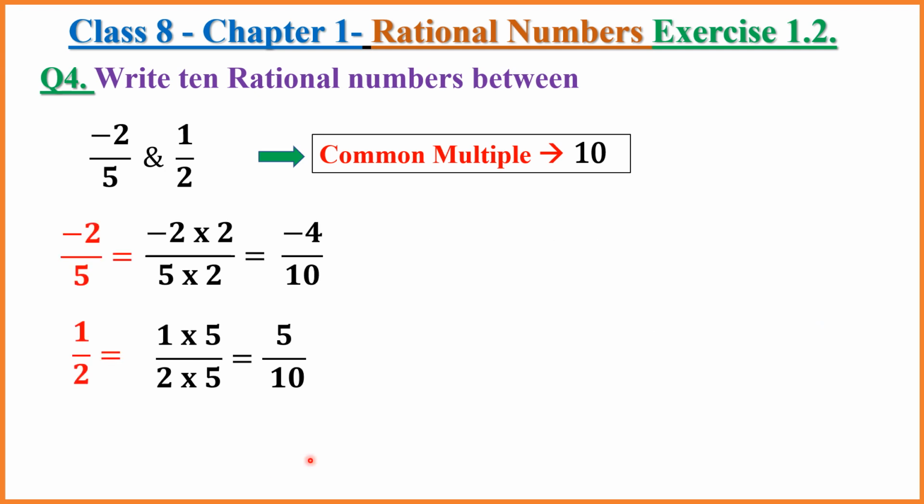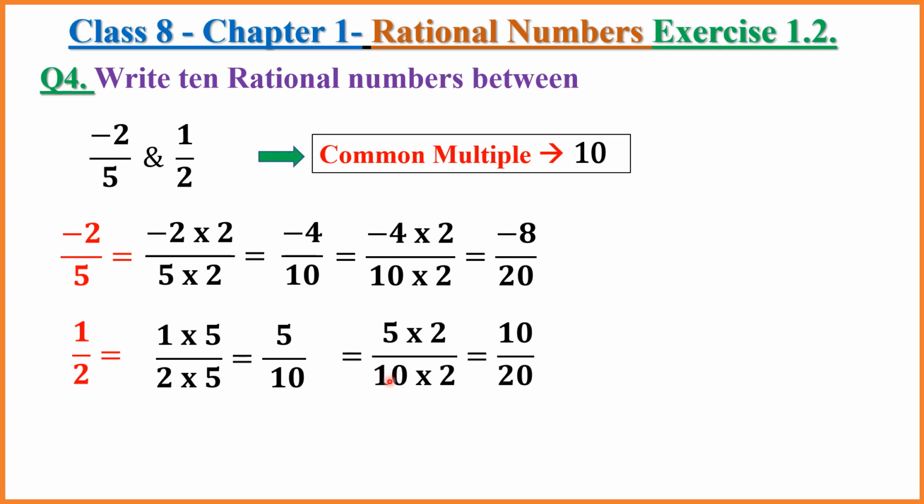Since we are not getting 10 rational numbers between them, again we have to make our common multiple 20, 30 and so on. Here we have 10, so we can make it 20. So we have to multiply by 2. Minus 4 into 2 divided by 10 into 2 is minus 8 by 20. And 5 into 2 divided by 10 into 2 is 10 by 20.